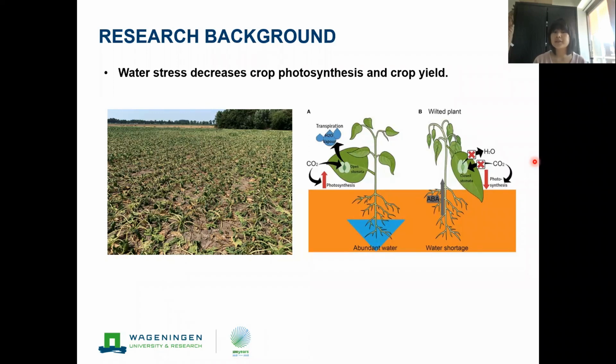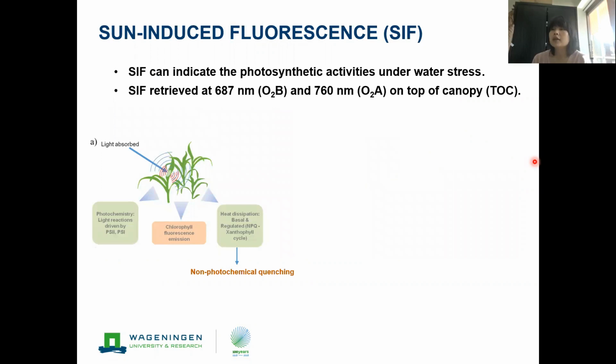Therefore, water stress is a threat to world food security. So, to manage the crop under water stress very well, and also to guarantee the food security, it is very important to understand the photosynthesis activities under the water stress. However, to get photosynthetic parameters over the field is not very easy or not feasible.